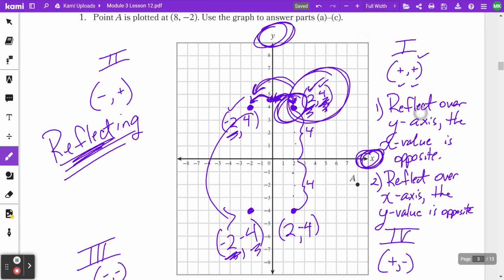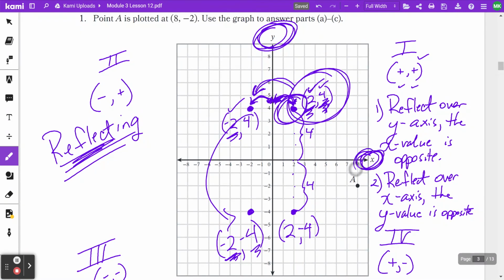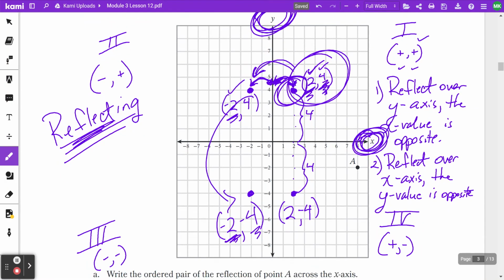Now, if you do wind up reflecting over both the x and the y, or the y and the x, you wind up in the same spot. It doesn't matter. If you reflect over the x-axis first and then over the y, that's the same as reflecting over the y first and then over the x. You wind up in the same spot. Okay, so that's the deal, folks.